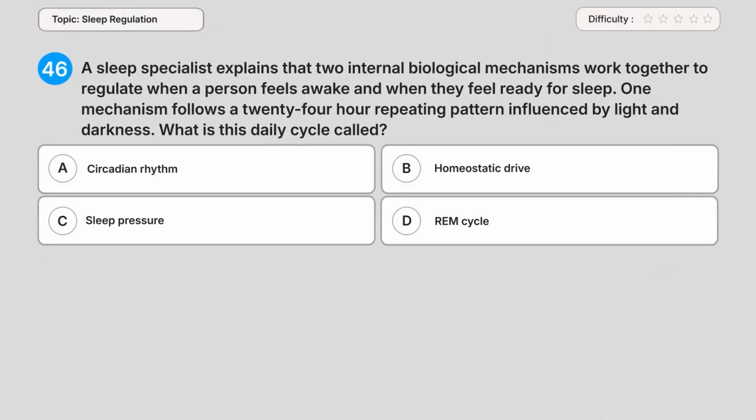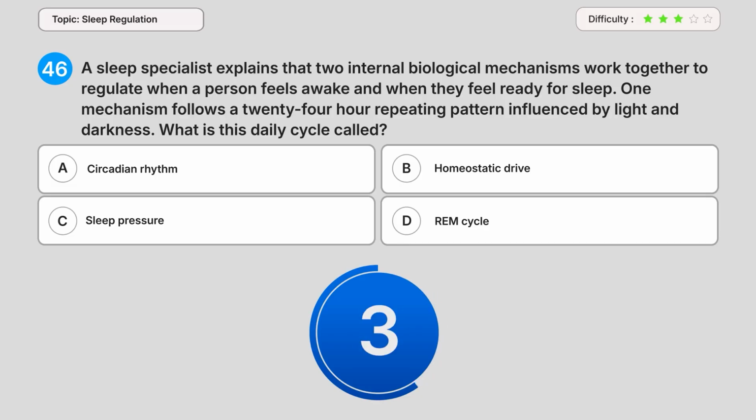46. A sleep specialist explains that two internal biological mechanisms work together to regulate when a person feels awake and when they feel ready for sleep. One mechanism follows a 24-hour repeating pattern influenced by light and darkness. What is this daily cycle called? A. Circadian rhythm. B. Homeostatic drive. C. Sleep pressure. D. REM cycle. What do you think is the answer?